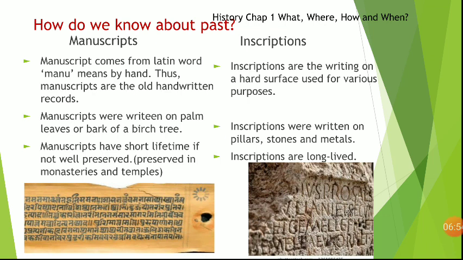Manuscripts and inscriptions. Manuscripts are the written record because the word manuscript comes from manu, which means hand, and script is writing. So handwritten records are known as the manuscripts. They were basically written on palm leaves or the bark of the birch tree. And manuscript is considered as a literary source, whereas inscription is a writing on a hard surface. And inscriptions are considered as the archaeological source.